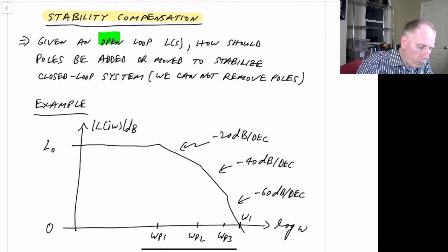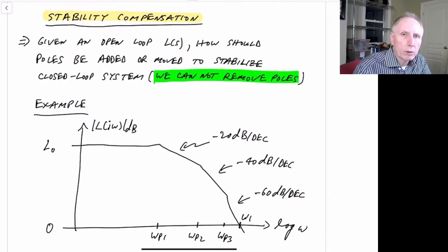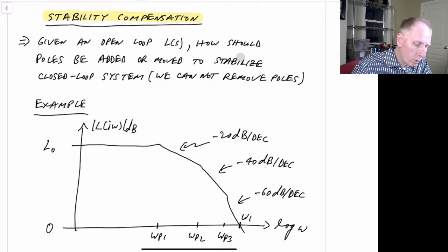Note that with our open loop system, it's really not feasible to remove the poles. Ideally, that would be the best way to stabilize the system, but it usually can't be done because these poles are due to parasitic capacitances, and they cannot be removed. They can be moved to lower frequencies, but it's very hard often to move them to higher frequencies without a lot of power or other techniques. So we can't remove these poles, but we would like to make the overall system stable. So let's look at an example here.